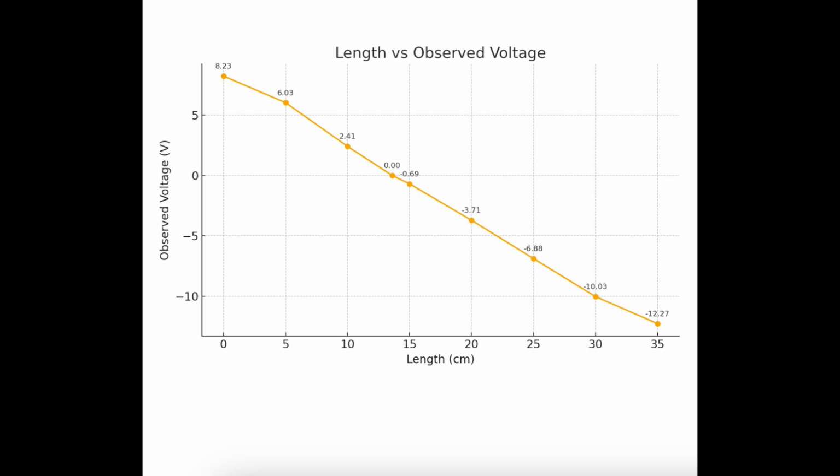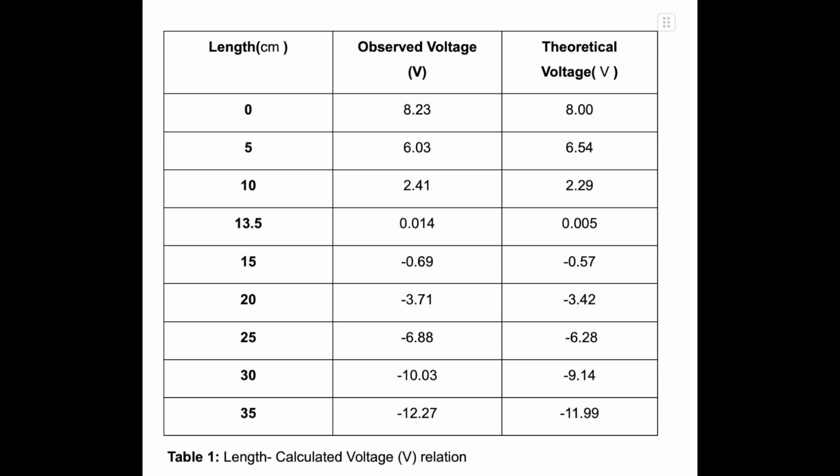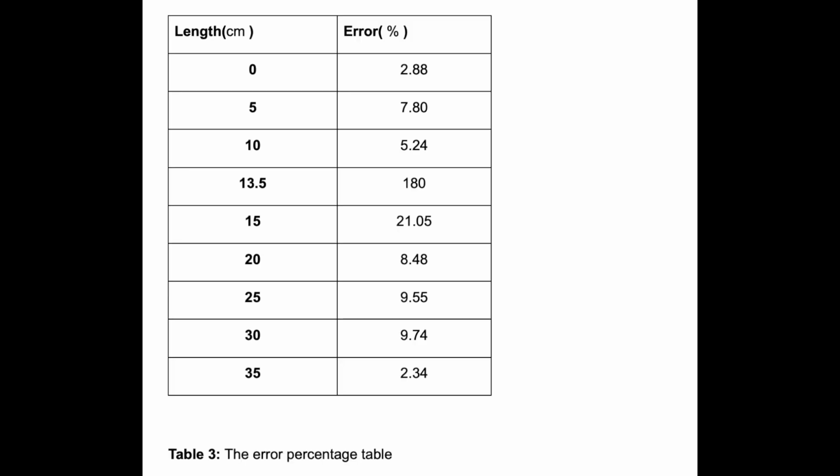As you can see, the graphs show the length and observed values, and the length and the error percentages. The purpose of this experiment was to introduce Kirchhoff's voltage law through a typical Wheatstone bridge circuit. During the experiment, we focused on adjusting the variable resistors to observe how electricity behaves in different conditions.